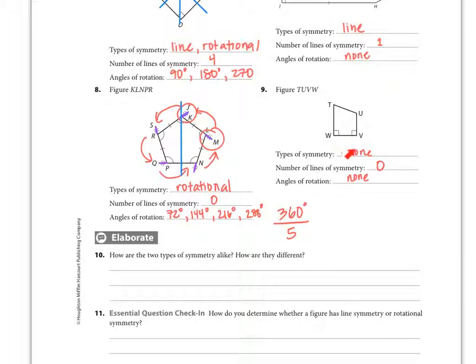And number 9, this is easy to see for most, but there are no types of symmetry because we have no lines of symmetry and no angles of rotation. There's no way that we would just get the same thing if we reflected or rotated it.